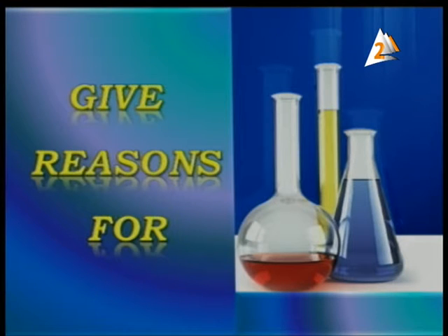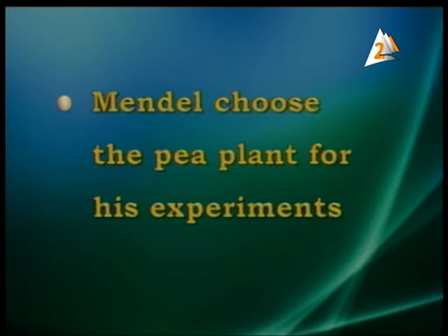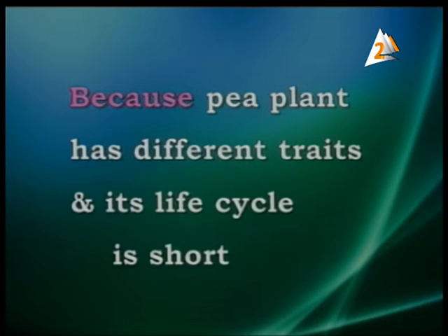Another type of question is a very easy one, and it's very important. You can get high marks with give reason. Let's go to see the first one of give reason. Mendel chose the pea plant for his experiments. Why? Because here we have many things. The pea plant has different traits and its life cycle is short.